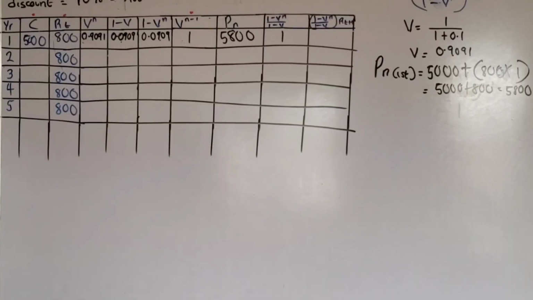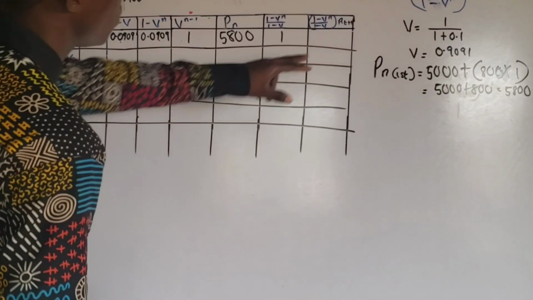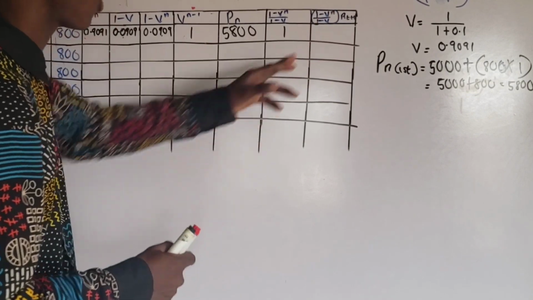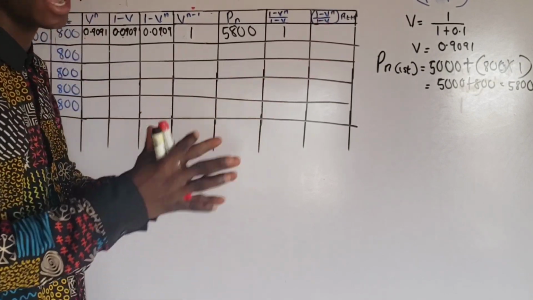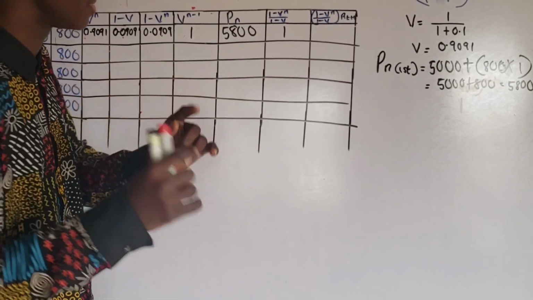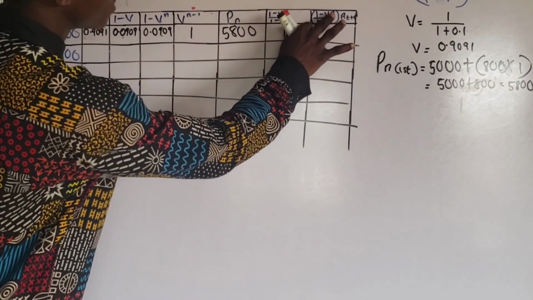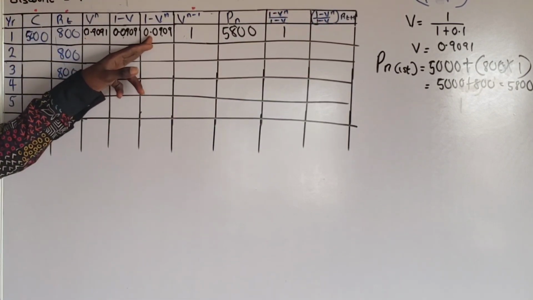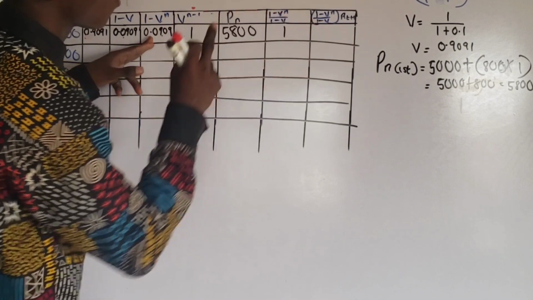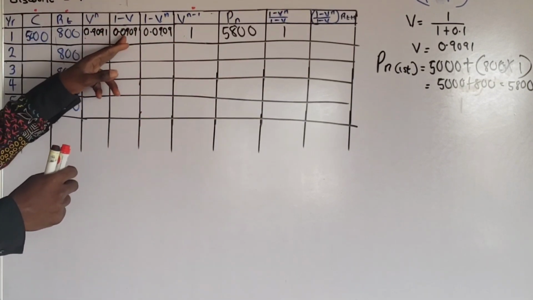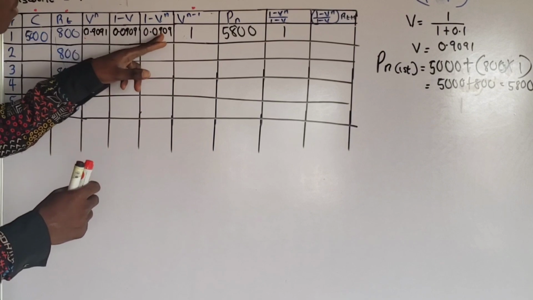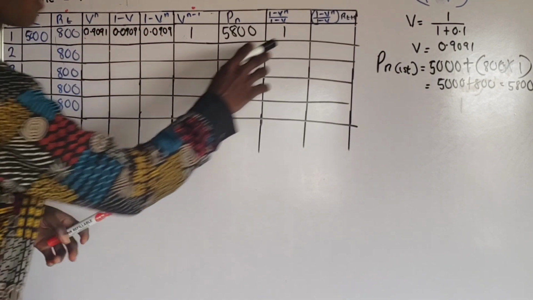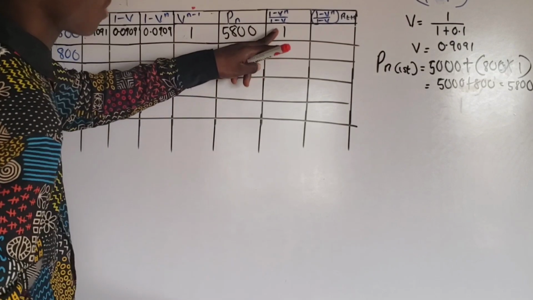Now, okay, so let's get the value of these cells. The value of this cell is 1 minus v raised to the power of n all over 1 minus v multiplied by rt plus 1. I want you to pay attention. See, 1 minus v raised to the power of n is 0.0909. Don't forget, we are dealing with the first year now. All over 1 minus v. 1 minus v is what? 0.0909. So 0.0909 divided by 0.0909, that is 1. You understand? So that is why we have 1 here.